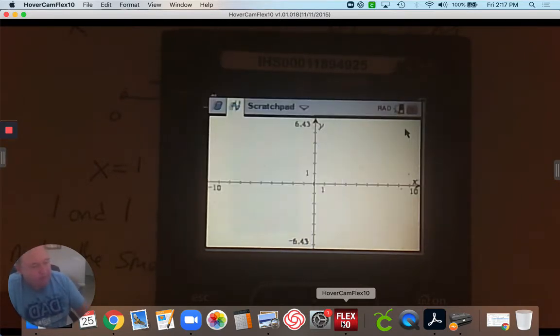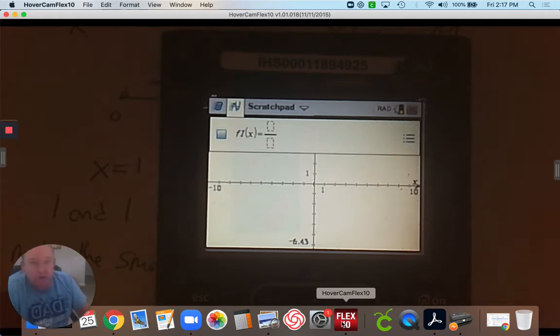So everything's clear. Tab. I just want to define that weird looking function. So I'm going to go control divide. I'm going to type in 4,000 and then 1 plus 100 E.